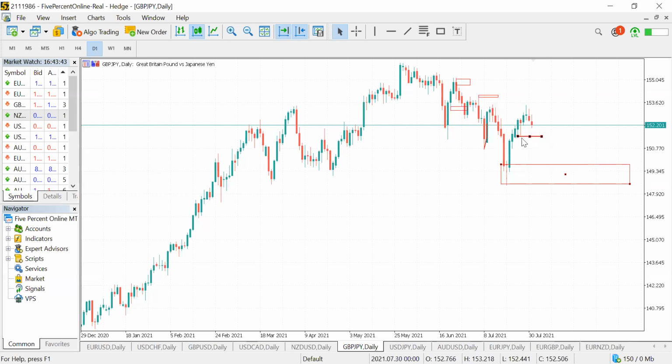We have that red line, which is a support level, or the demand in order to buy. Right now, I don't see a lot of supply. Here you can see this compressionary channel. So my bias here is to the upside. I'm expecting the pound to get stronger and the yen to remain weak. So I would be looking to buy this market.